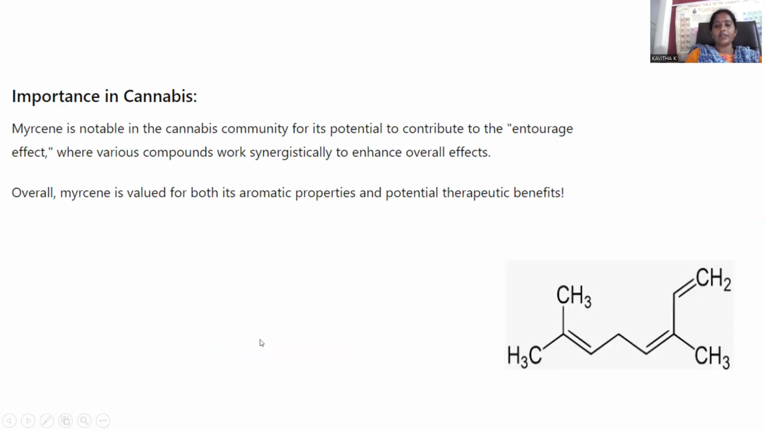Importance in cannabis. Okay, so this is the chemical structure of myrcene. We can notice a side chain methyl: a 4 carbon chain length with 1 methyl, and another 4 carbon chain length with 1 methyl. We can say it is a monoterpene with an open chain. Myrcene is notable in the cannabis community for its potential to contribute to the entourage effect, where various compounds work synergistically to enhance the overall effect.